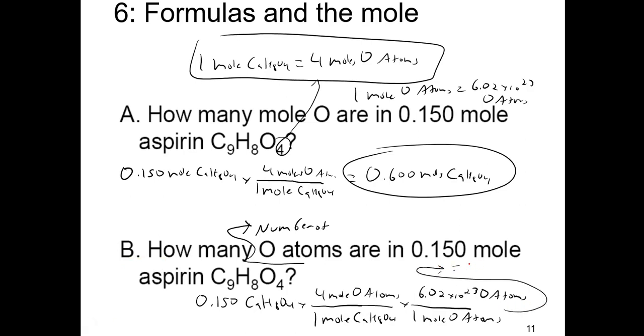We have an answer of 3.61 times 10 to the 23rd. And that's the number of oxygen atoms. The starting value has 3 sig figs, and Avogadro's number has 3 sig figs. And then the ratio of molecule to atoms, we ignore that. So you want to go ahead and practice these, and we call these types of problems the moles or number of atoms within a molecule.